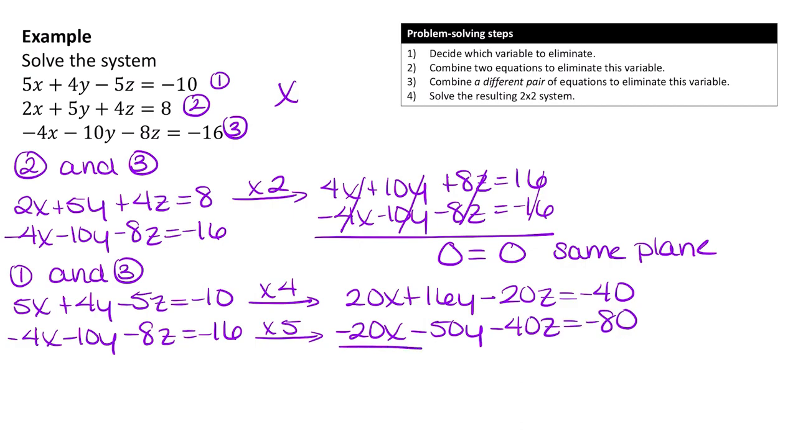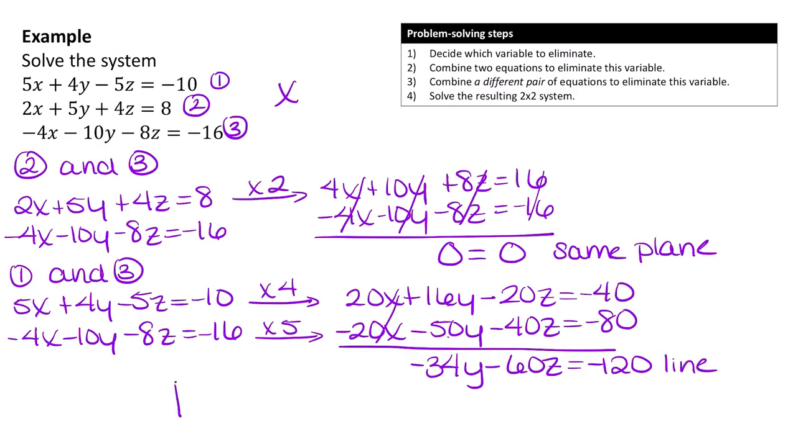Now I'm going to combine these equations. 20x and minus 20x make 0. 16y minus 50y gives me negative 34y. Negative 20z minus 40z is negative 60z. And negative 40 minus 80 is negative 120. Now you can see I have an equation in two variables, y and z. Whenever we have an equation in two variables like that, that is actually going to represent a line. If I try to visualize this situation, I'm going to draw a sketch here. Equation 2 and 3 are going to be the same plane, right?